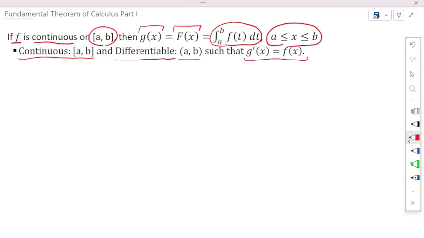First of all, our function needs to be continuous in the interval a to b, right? Then we have some function g of x, which is obviously equal to capital F of x. We're just correlating those two together, and then we're saying it's equal to some integral with its domain, where we want to integrate. And then we need to see that it's continuous from a to b, differentiable in the open interval a to b, and then we can say that therefore g prime of x is equal to f of x.